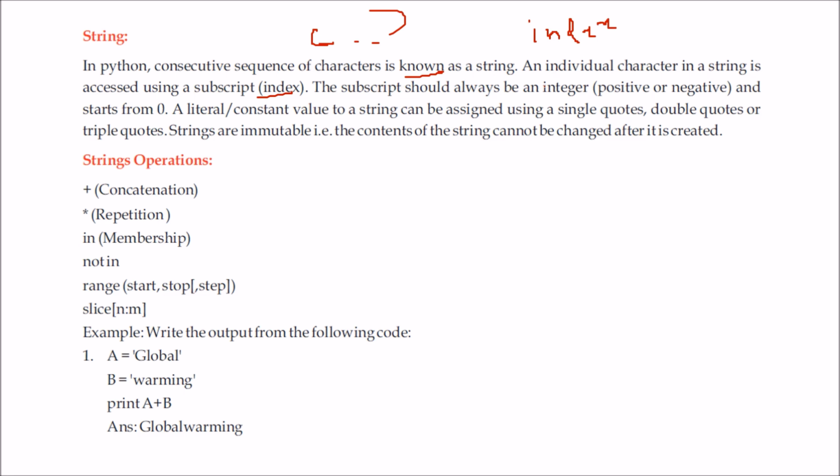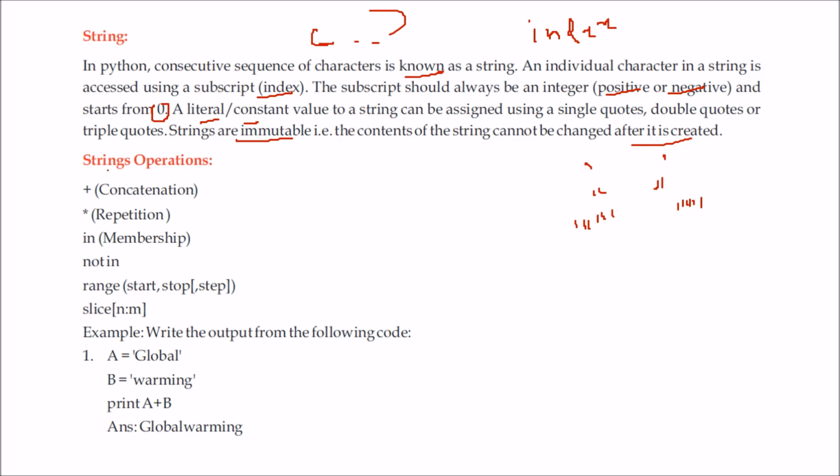This subscript should always be an integer, meaning it can be positive, it can be negative, and it will always start from 0. The literal and constant values of a string can be written using single quotes, or double quotes, or even triple quotes, like this. And please understand that strings are immutable, meaning once you have created it, you cannot change it in place. You have to assign it again. The content of a string therefore cannot be changed after it is created.